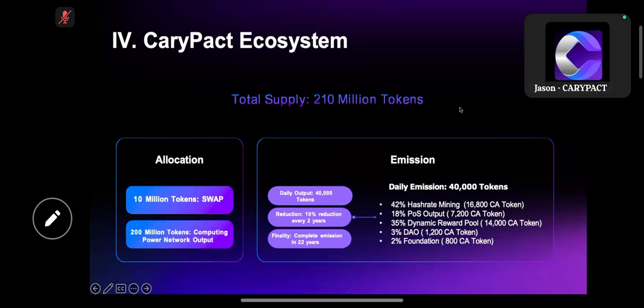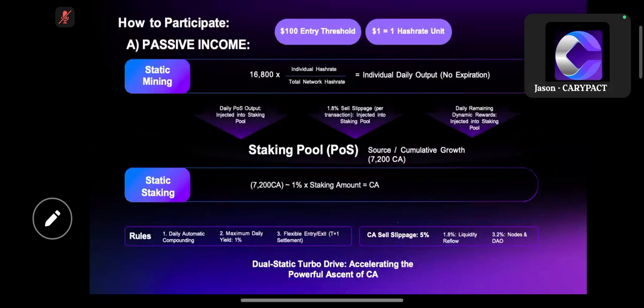Now let's go into the most important part of the presentation today, which is how to participate. How do I get involved in CaryPact? What are the returns and how are the calculations done? Now it's very simple. Let's focus on this particular slide right now. As you can see here, the minimum entry is $100 for you to join. And let's put it that $1 is equivalent to 1 hash rate, but the calculation is different right now because it has already been up and running for the past 13 days.